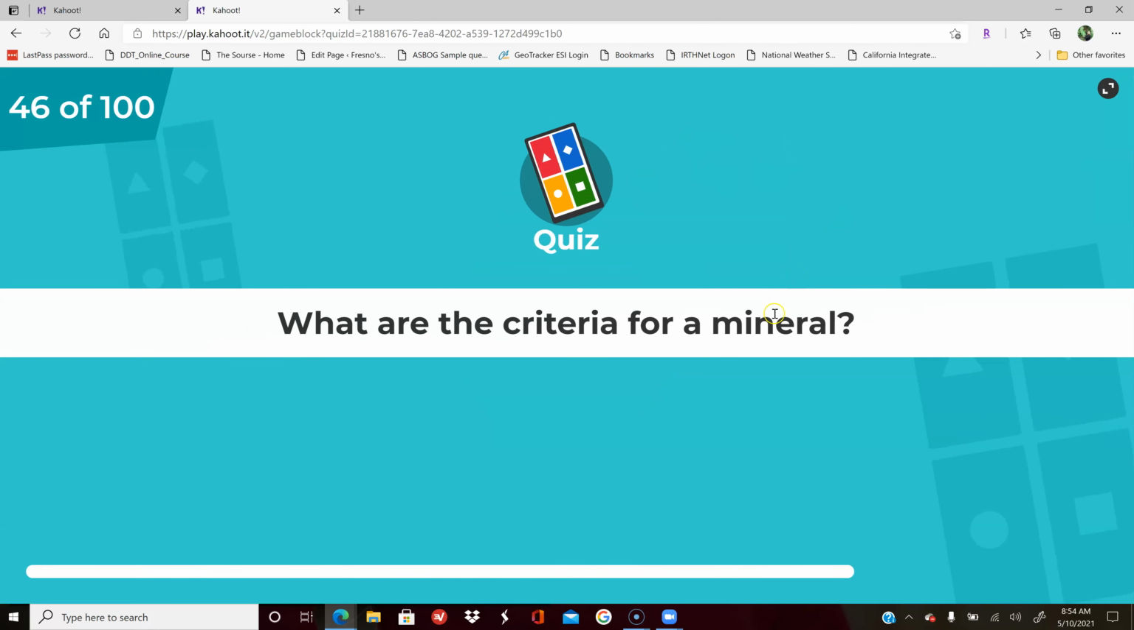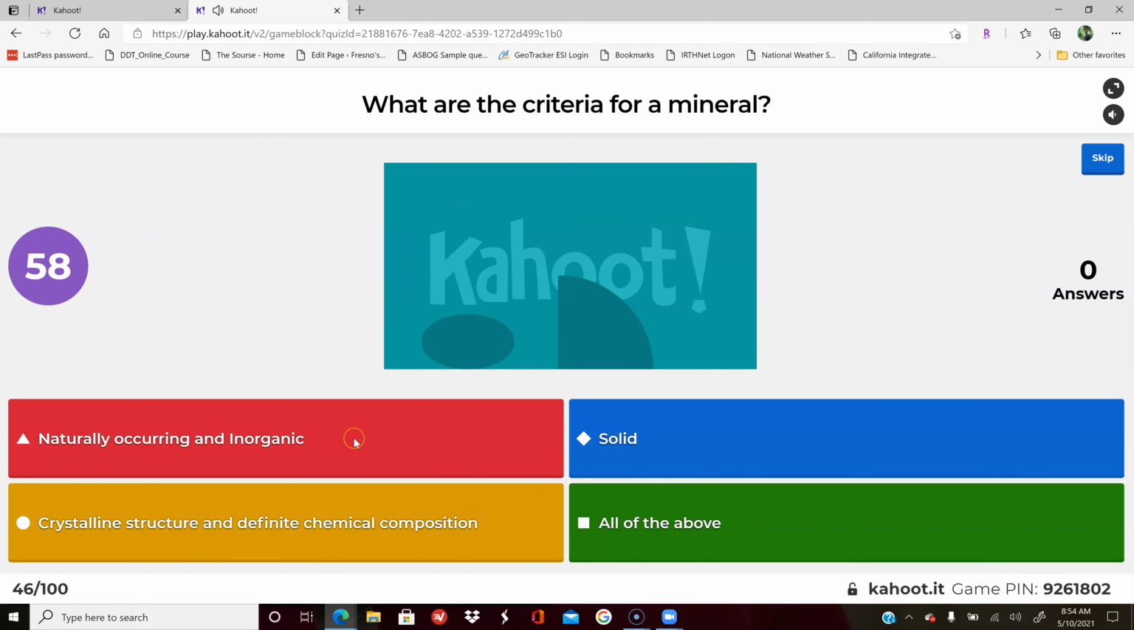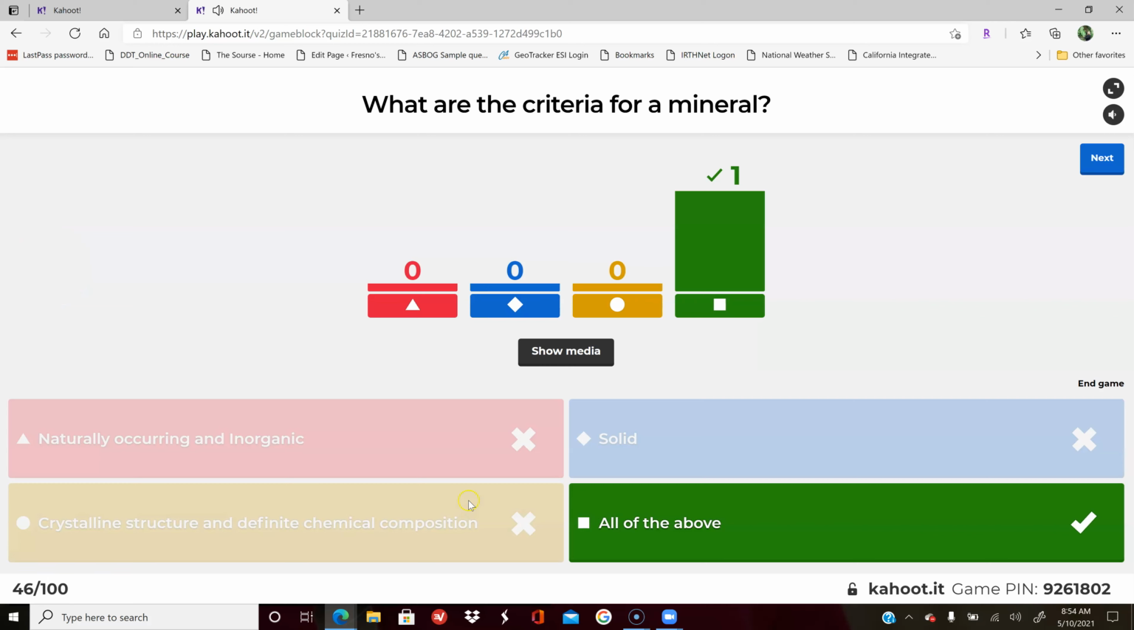What are the criteria for a mineral? Naturally occurring, inorganic, solid, crystalline structure, and definite chemical composition, or all of the above? That'll be all of the above. It has to meet all of those criteria in order for it to be a mineral.